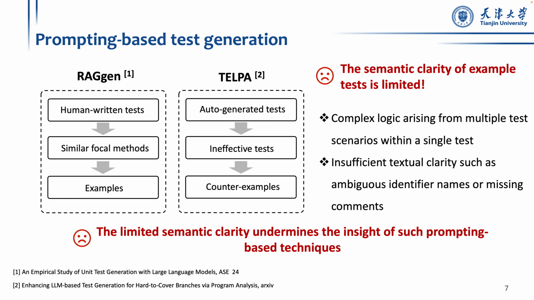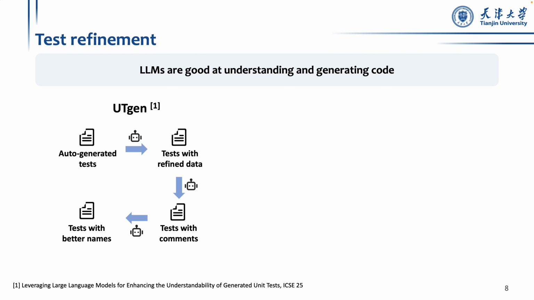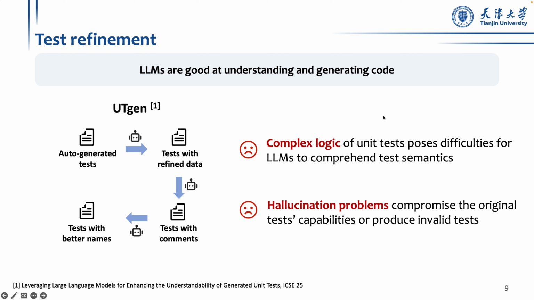To address this issue, UTGen made an initial attempt. Leveraging the strong code comprehension capabilities of large language models, it uses LLMs to refine existing tests, generating new ones with better data quality, clearer comments, and more meaningful naming. However, the complex logic of unit tests still poses significant challenges for LLMs in accurately understanding the test's semantics. Furthermore, hallucination issues may undermine the original test's functionality or even produce invalid test cases.